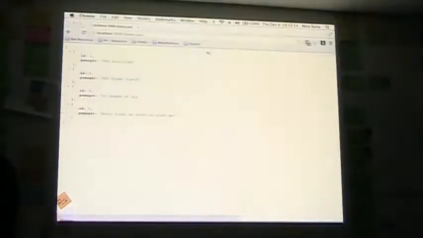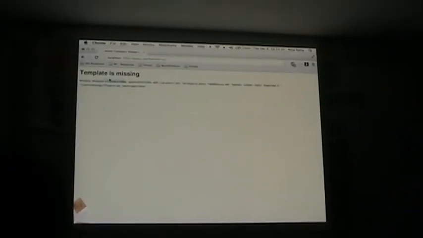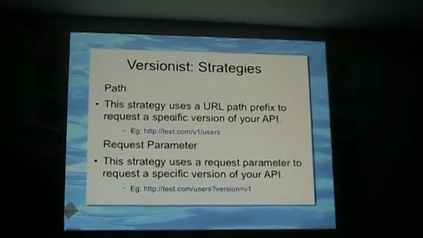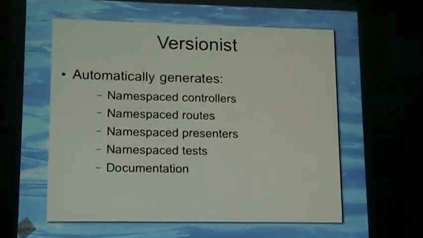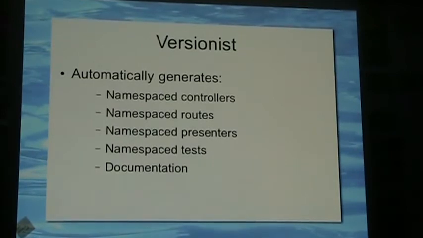Only problem is you can actually do both. Although why would you? And then I just say version equals. Yeah, but it goes to v1 index, so we got the right route. And that's basically Versionist. It also comes with a bunch of generators for you. It generates namespace controllers, routes, presenters.